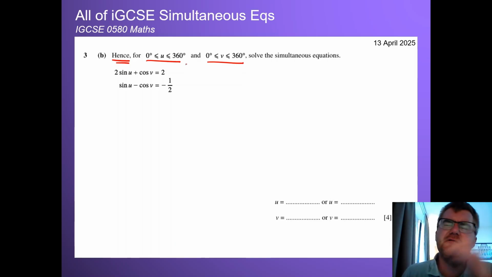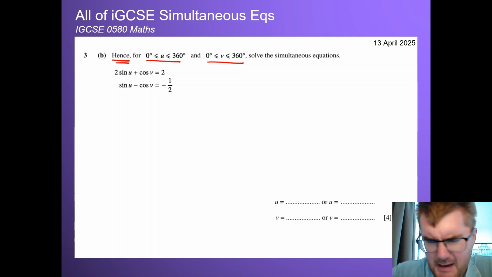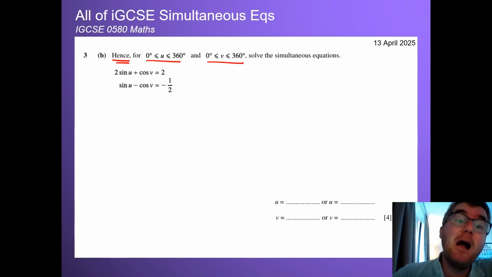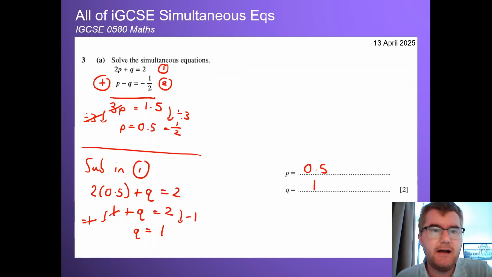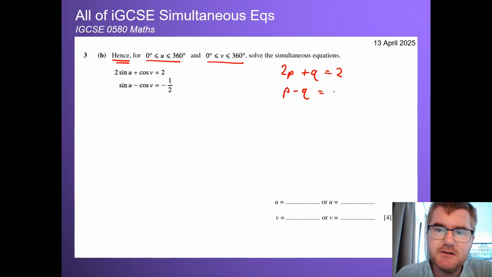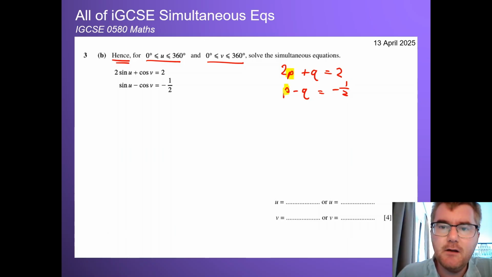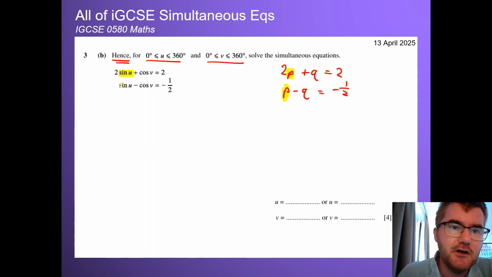Now you're thinking at first, your teacher has never taught you how to do this. Yeah, I've never been taught how to solve a sine and cosine like this. However, if we go back, notice it's actually in the same structure. If I write down the equations that we had before, 2p plus q is 2, p minus q is equal to minus a half. Notice the only difference here is instead of having p, get the trusty highlighter, we have a sine u.